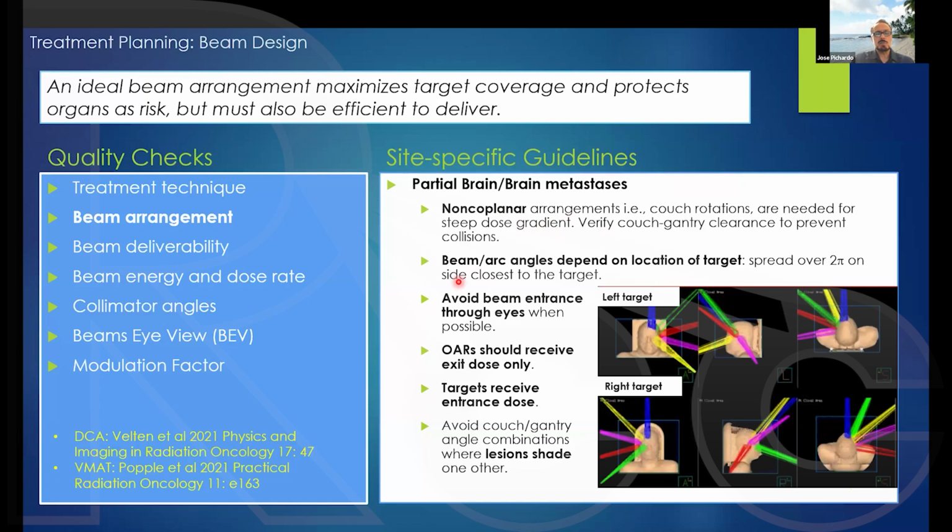The location of the beam or arc angles depends on where the target is. If you look at the pictures here, at the top row, I have a treatment of a left target, and in the bottom row, I have a treatment of the right target.